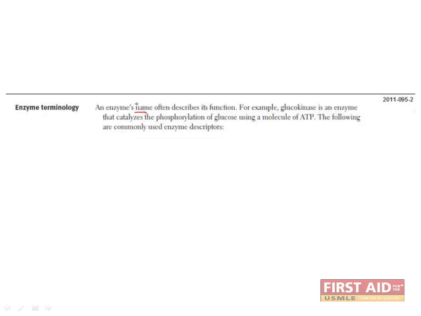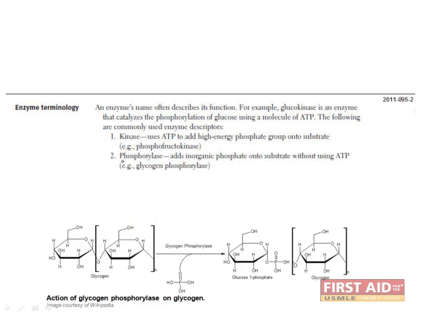It can be useful to know the meaning of an enzyme name, since this often describes its function, so you don't have to remember it separately. I'll walk you through the list of commonly used enzyme descriptors. A kinase is an enzyme that uses ATP to add a high-energy phosphate group to a substrate. For example, phosphofructokinase phosphorylates fructose 6-phosphate in glycolysis.